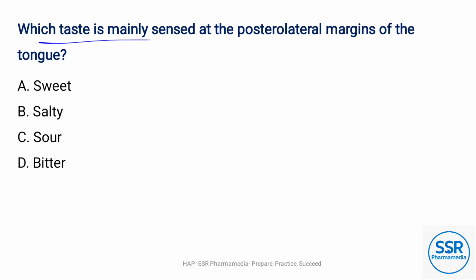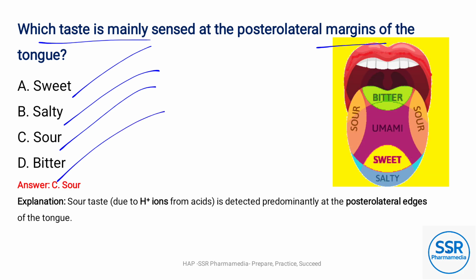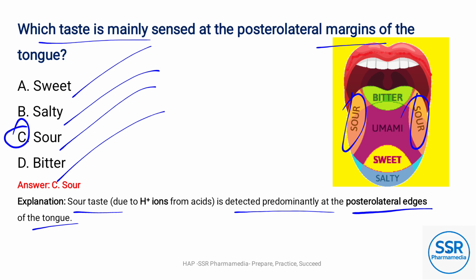Which taste is mainly sensed at the posterolateral margin of the tongue? Option A, sweet, option B, salty, option C, sour, option D, bitter. So the answer is option C, sour. Sour taste is detected predominantly at the posterolateral edges of the tongue.